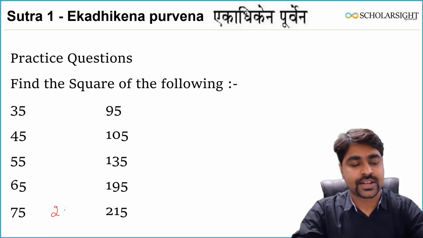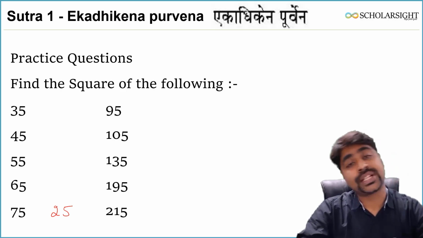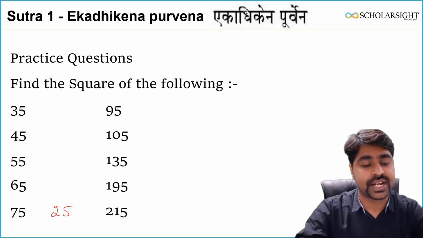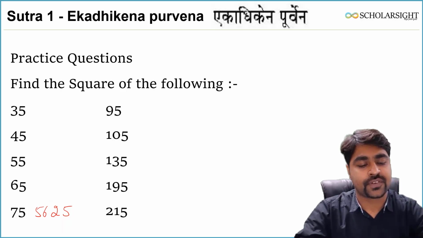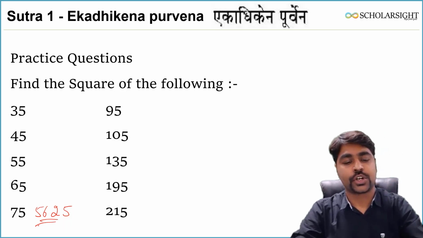Yes. 75. 7 into the next number is 8. So 7 8s is 56. 5625. Right? 215 square.